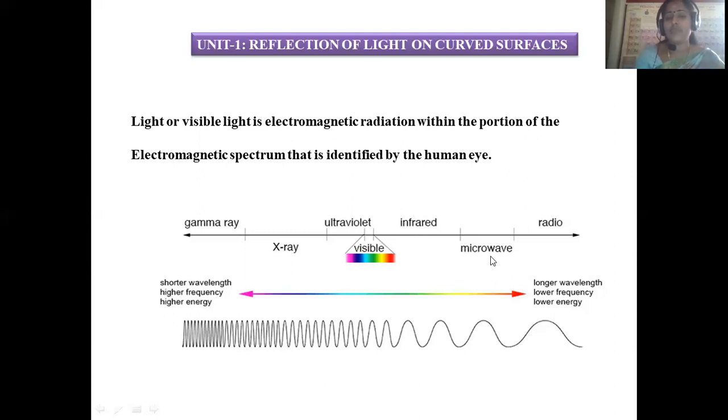And next is the microwave region. This microwave region is the energy region where you can find applications for household purposes, industry, and also for whatever wireless communication systems we are using, totally based on this microwave radiation only. Microwave radiation is especially used in our mobile phones, whatever we are using. All these mobile phones operate in this region only.